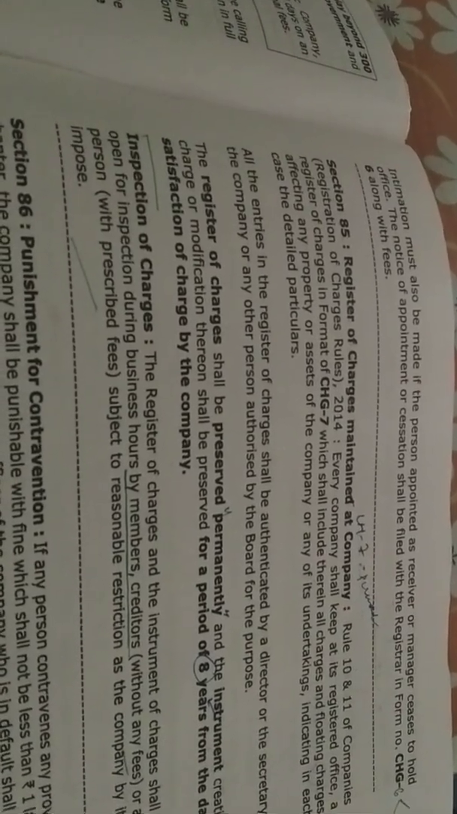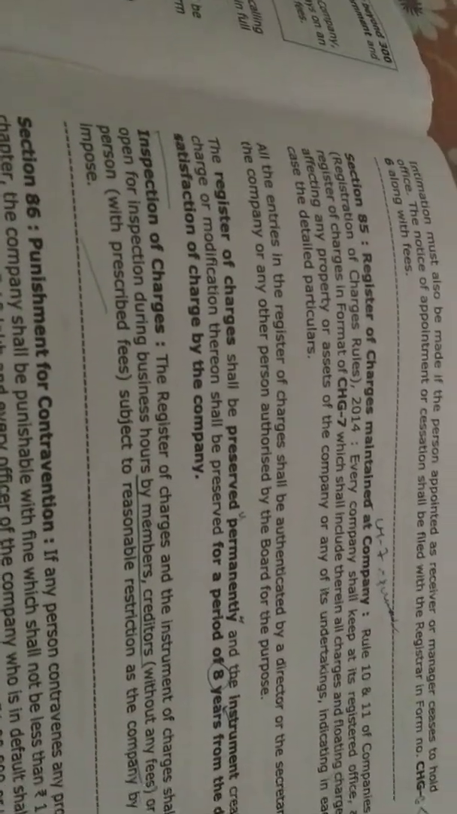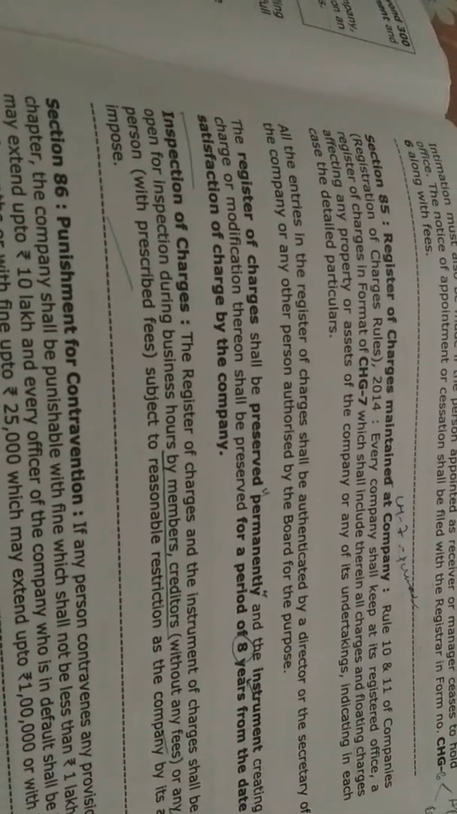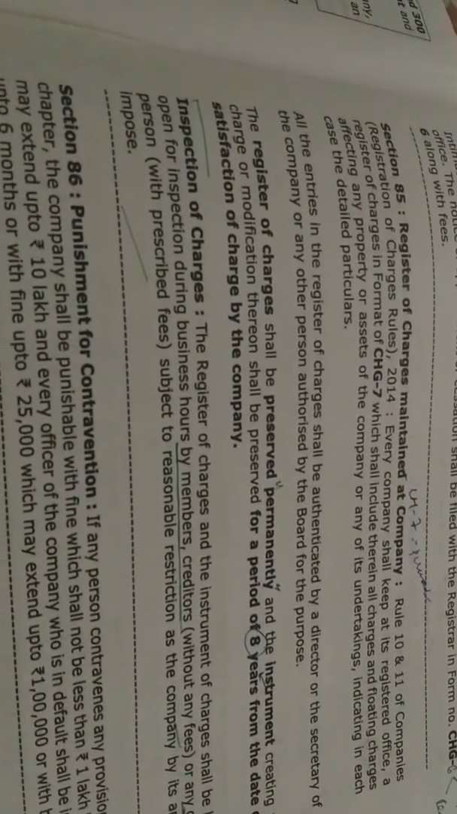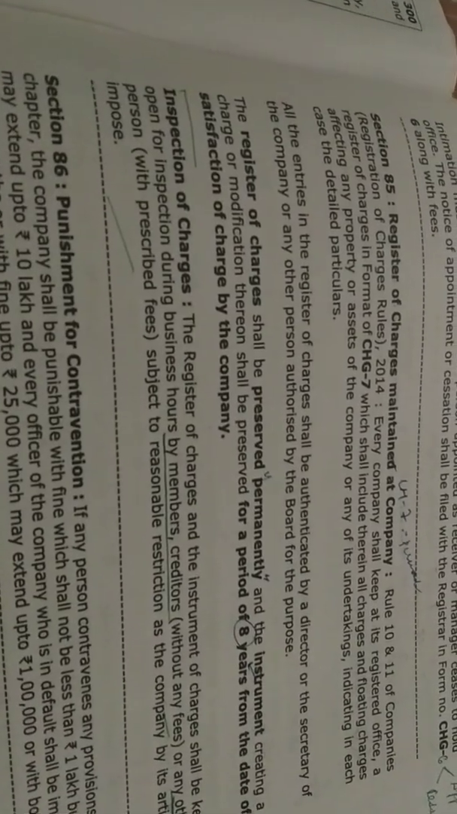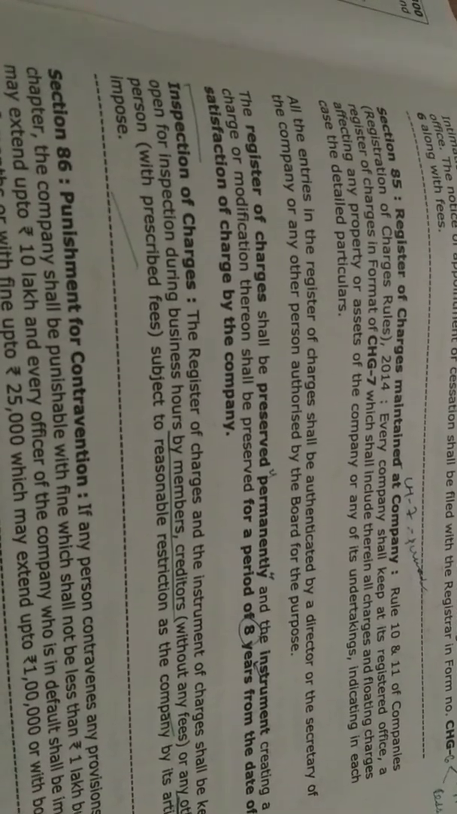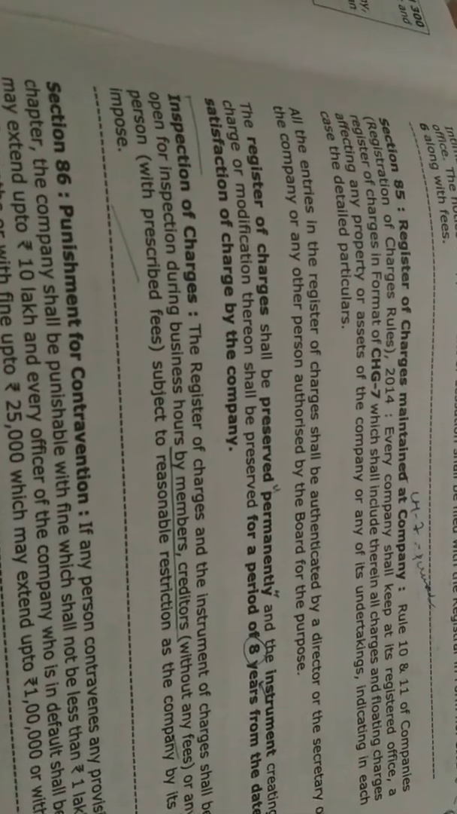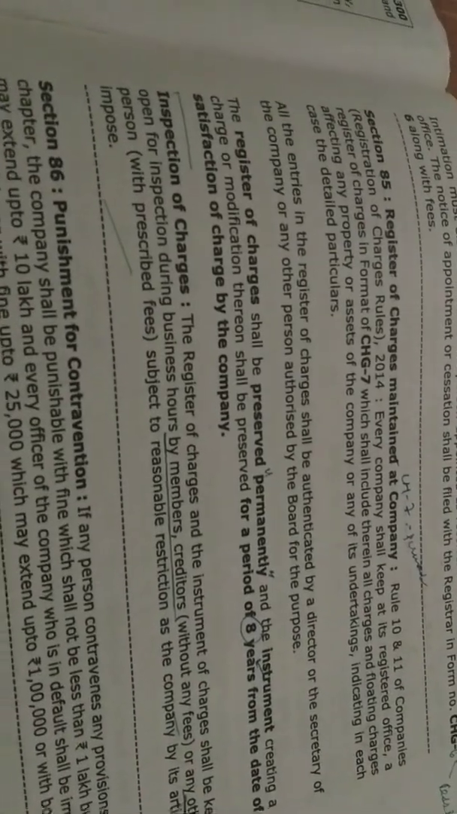Now, the register of charges maintained at the company. Rules 10 and 11 of the Companies (Registration of Charges) Rules, 2014: every company shall keep at its registered office a register of charges in the format of CHG 7, which shall include therein all charges and floating charges affecting any property or asset of the company or any of its undertaking, in each case with detailed particulars. All the entries in the register of charges shall be authenticated by a director or the secretary of the company or any other person authorized by the board for the purpose. The register of charges shall be preserved permanently and the instrument creating the charge or obligation thereon shall be preserved for a period of 8 years.